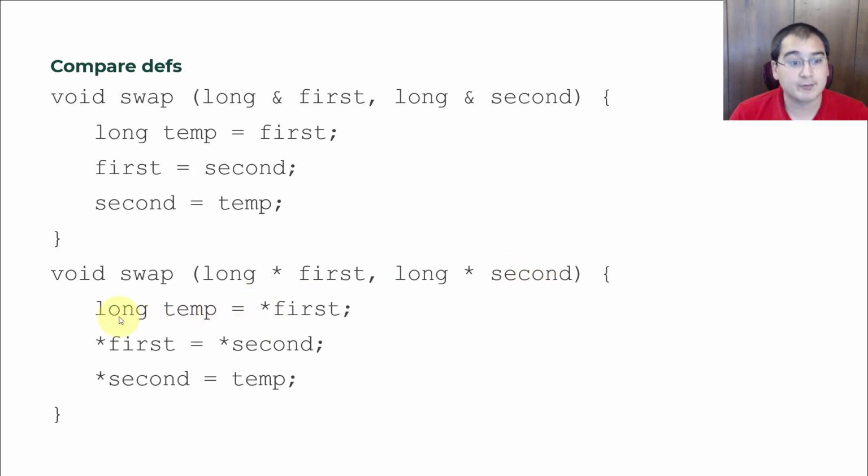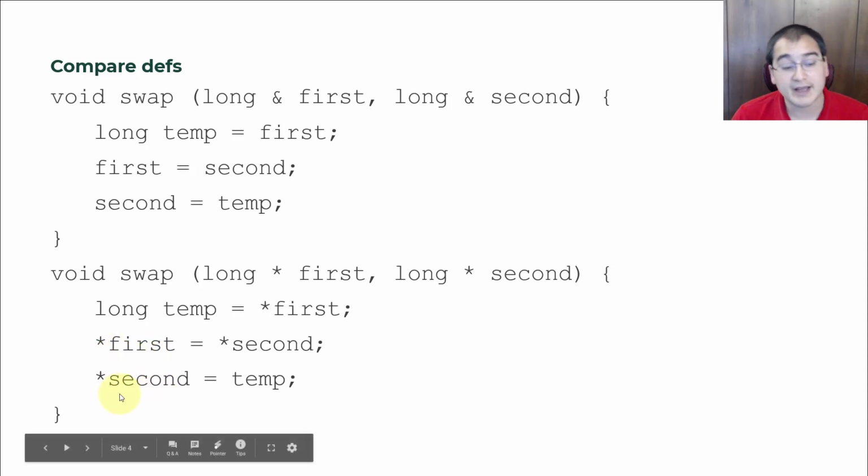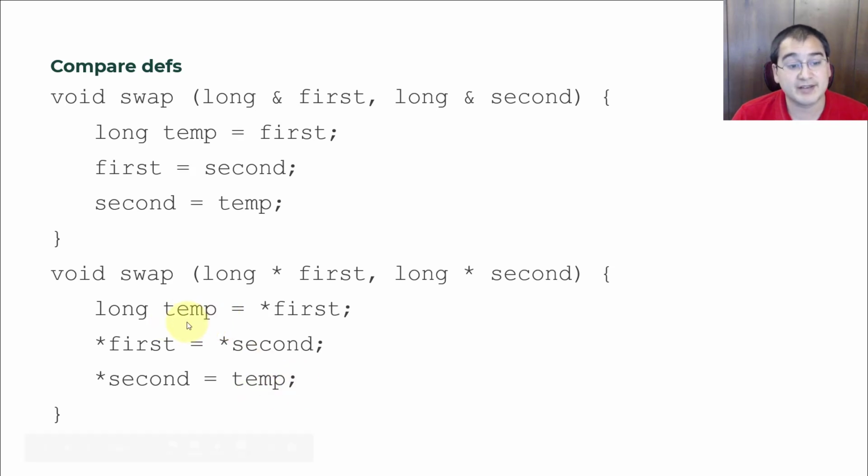Well, once again, we make a new variable called temp, which is equal to the dereferenced first, meaning the value that is pointed at by first. And then we say that the value pointed at by first is equal to the value pointed at by second. So we're copying whatever is stored in the thing pointed at by second and sticking that in the thing pointed at by first. And here we're saying the thing pointed at by second gets the value of the temp, which is the old value that was pointed at by first. Both of these achieve much the same effect of changing the arguments that this function was called by.